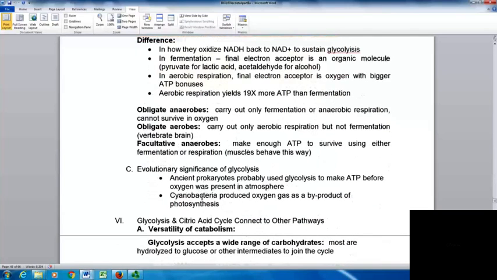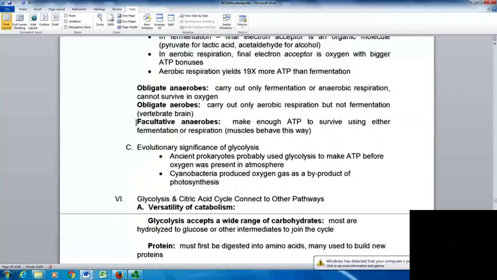When we look at the types of organisms out there, some are going to be able to use oxygen, some are not. The obligate anaerobes are going to be organisms that carry out only fermentation or anaerobic respiration. They can't survive in oxygen. Oxygen is toxic to them, so they have to use fermentation as a way of getting energy. Obligate aerobes are only going to carry out aerobic respiration. They don't do any fermentation.